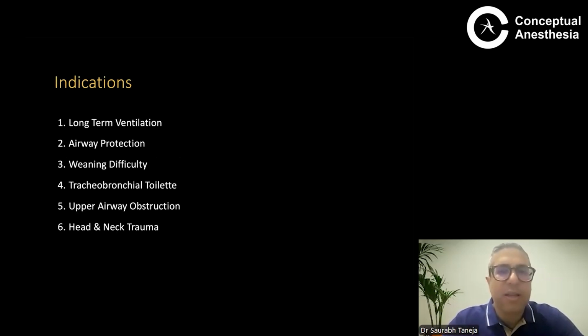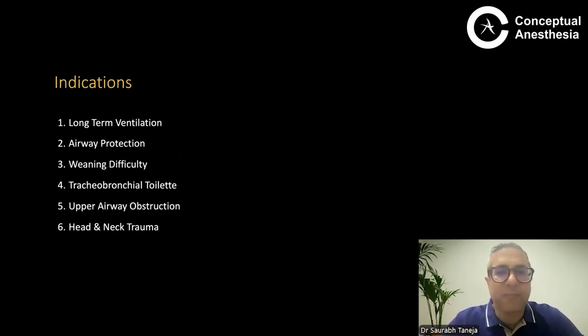So what are the indications of a tracheostomy? Firstly, long-term ventilation. I have a neurological patient in the ICU who is unable to protect his airway. He's a patient of stroke and requires long-term ventilation. You might do a tracheostomy. Various guidelines have suggested 2 weeks or 3 weeks, but if you suspect that a patient will require long-term ventilation, you can do a tracheostomy early also.